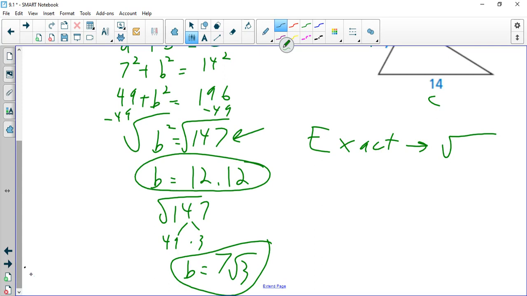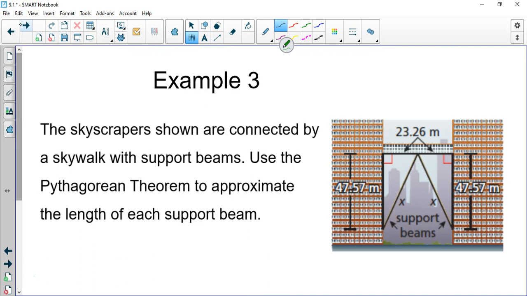Obviously, if you were building something, you'd have to go with a decimal because you can't measure things in radicals. Okay, skyscrapers are connected by a skywalk. Use the Pythagorean Theorem to approximate the length of each support beam.